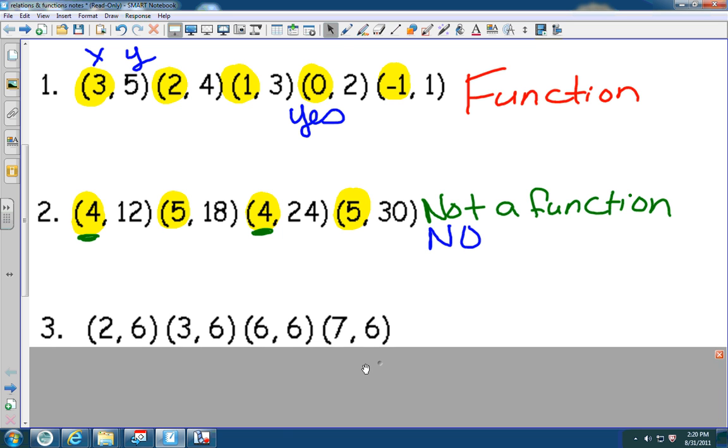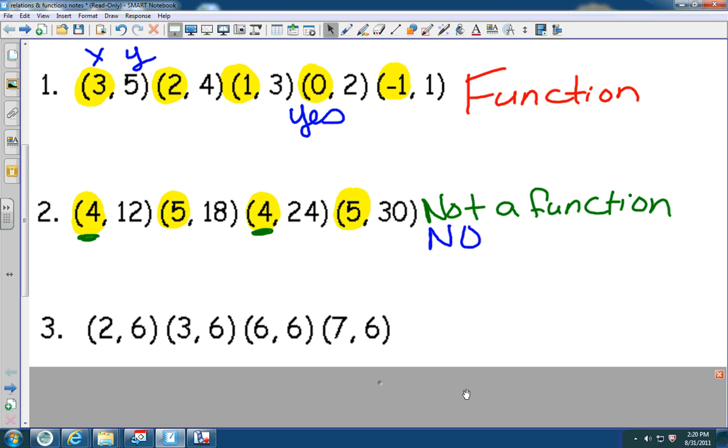Next down here. There's the next one. Look at these. Let's figure it out. Pause the video and come back and see how you did. On this one again, I'm going to highlight all my X's. Do any of these numbers repeat? No. Now the Y numbers do, but I don't care about the Y's. All that we worry about is the X's. The X's are all different, so that means it is a function.